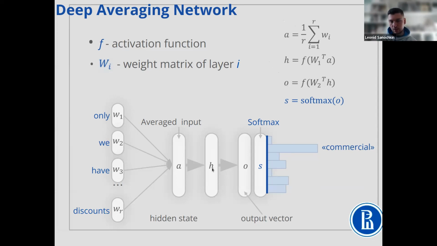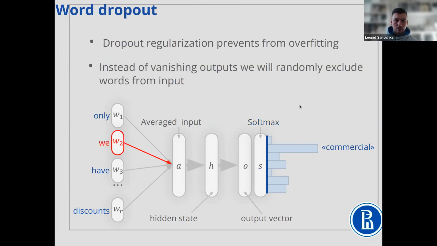Then we have some hidden states to represent non-linear dependencies, of course, with some activation functions. And then we have a softmax or sigmoid output, whether we have a binary or multi-class classification problem. Of course, ideas such as dropout or other regularization techniques are also useful for training such networks.